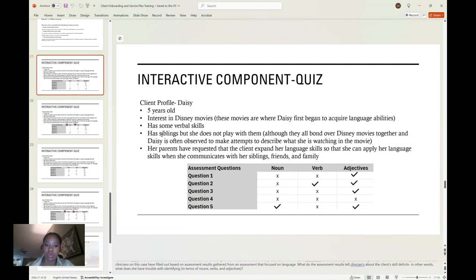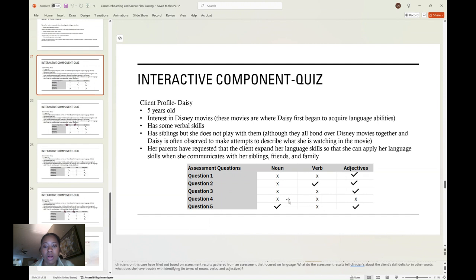And let's review the client profile. Her name is Daisy. She's 5 years old. She's interested in Disney movies. Her parents say that that's actually where she first learned to speak. And she engages with her siblings somewhat while watching these Disney movies by trying to describe the scene that she's seeing on the screen. And so her parents have requested that you focus on helping the client expand her language skills. So again, taking a look at this chart, what does the client have trouble with identifying?